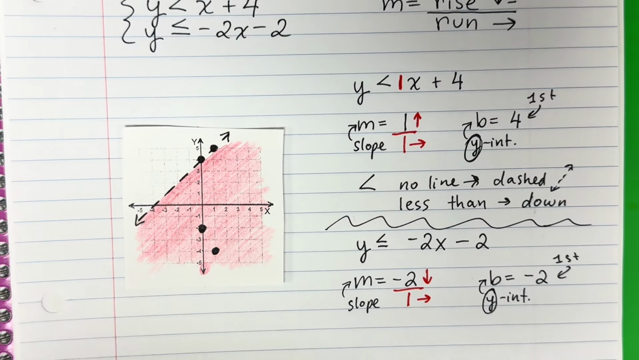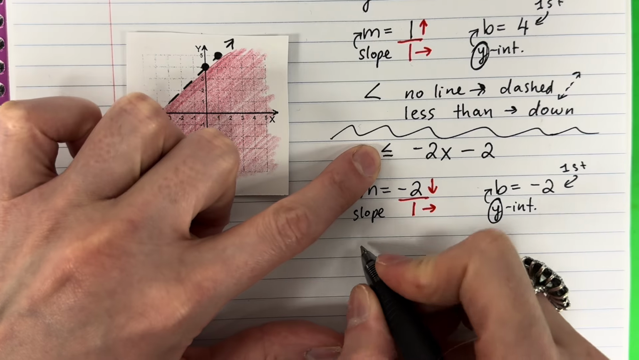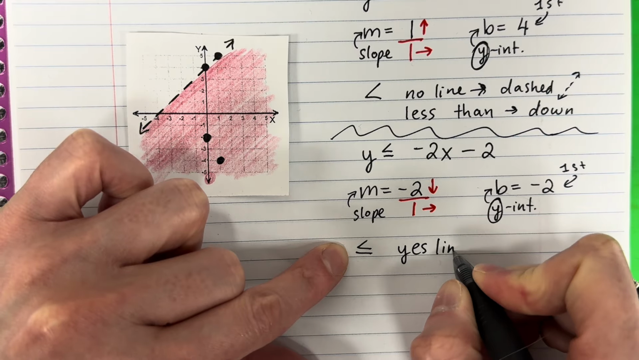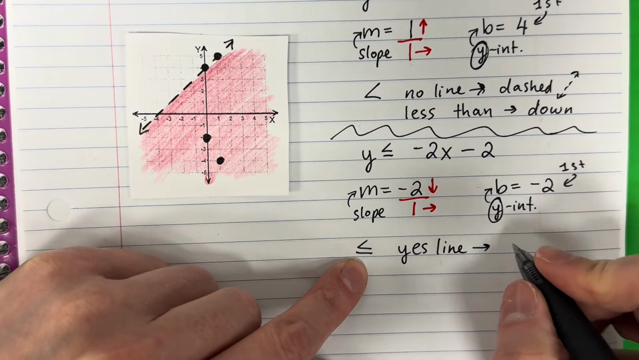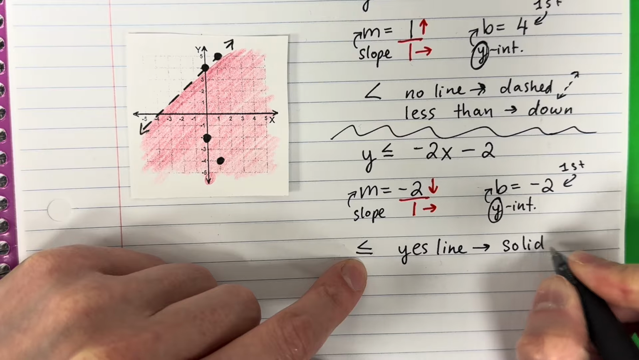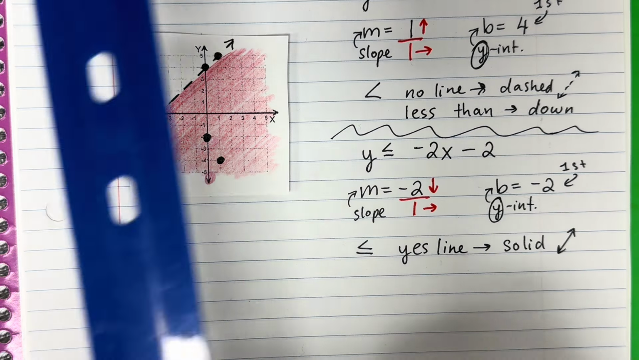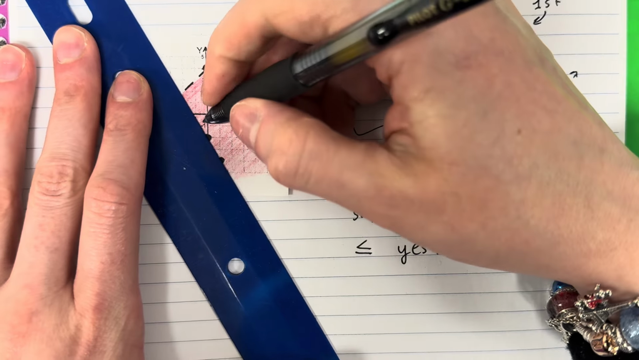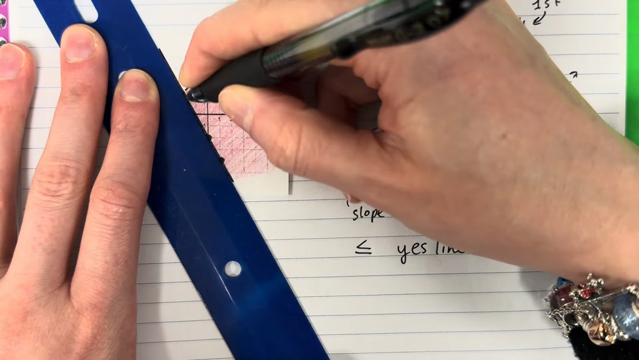Okay, perfect. Now let's take a look at the inequality. So here it has a line. So I'm going to put here, yes, line. If there is a line, it's not going to be dashed. It's going to be just a regular solid line. So go ahead and get your ruler. We're going to go ahead and just do a regular line. Okay, there it is.